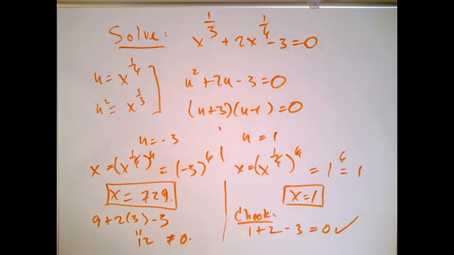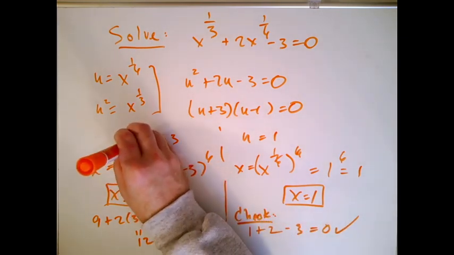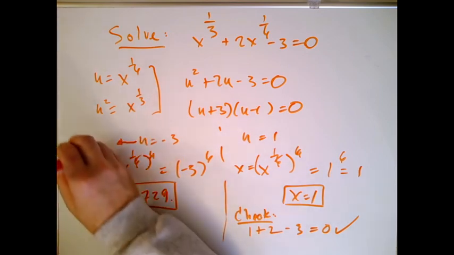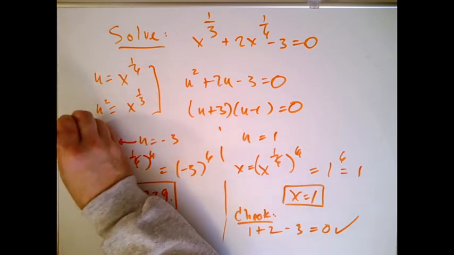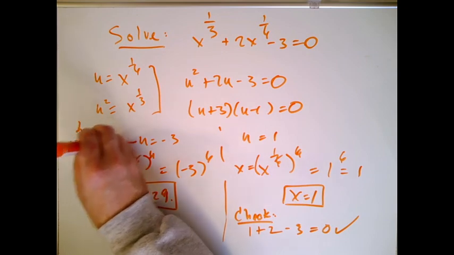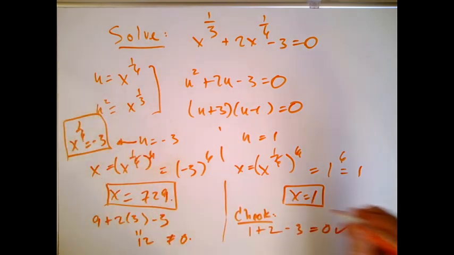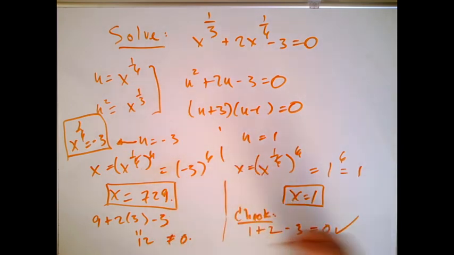So 729 doesn't work. Now let me just talk for a second about what went wrong. Right at this step, when I put my x's back in, I wrote down that x to the 1/6 is equal to minus 3. When you take the 6th root of anything, you always get a positive number. So at that point, if I really recognized what was going on with 6th roots, I could have just quit there. Meanwhile, I can just go through, solve for x, and say, whoops, it didn't work. And so we really only get one answer, and that's x equals 1.